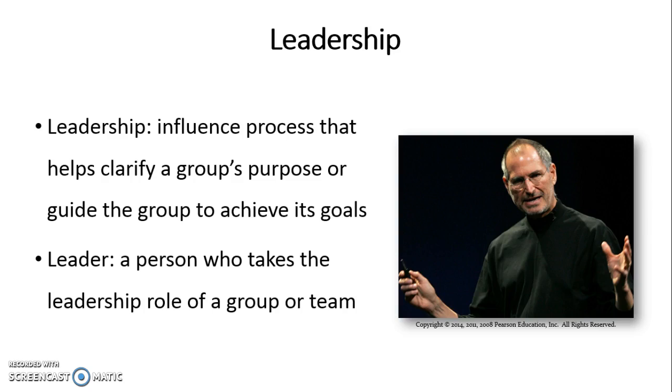You don't even have to be formally designated as the particular leader or the boss to take a leadership role in your group. As long as you are helping and shaping how the group achieves its purpose and its goals, then in some ways, you're a leader.